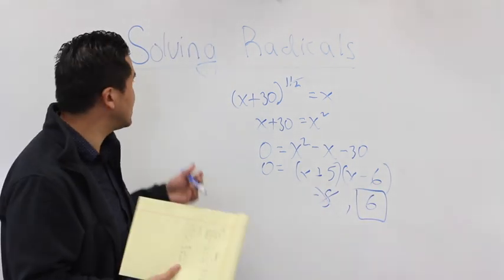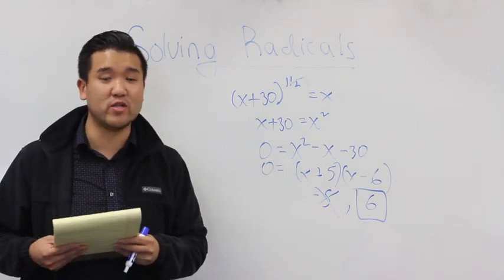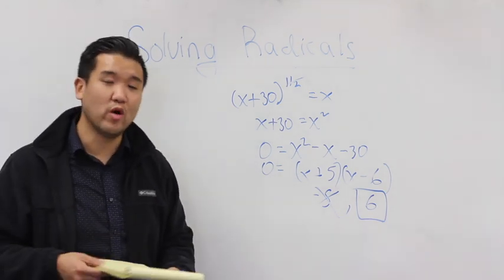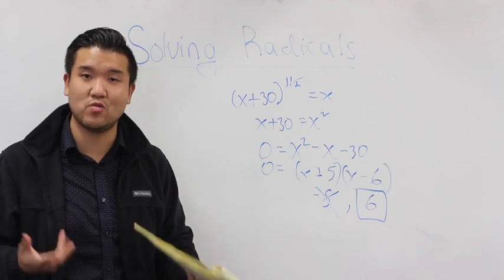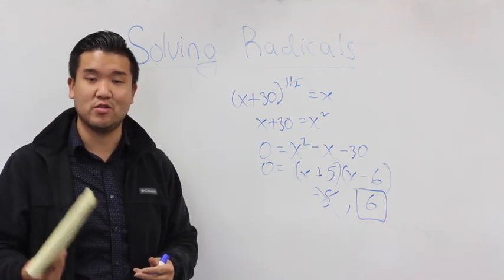So that concludes my lesson with solving radicals. Your goal is to always get x by itself. What does x represent in the situation? It's going to represent your x-intercept on the graph.